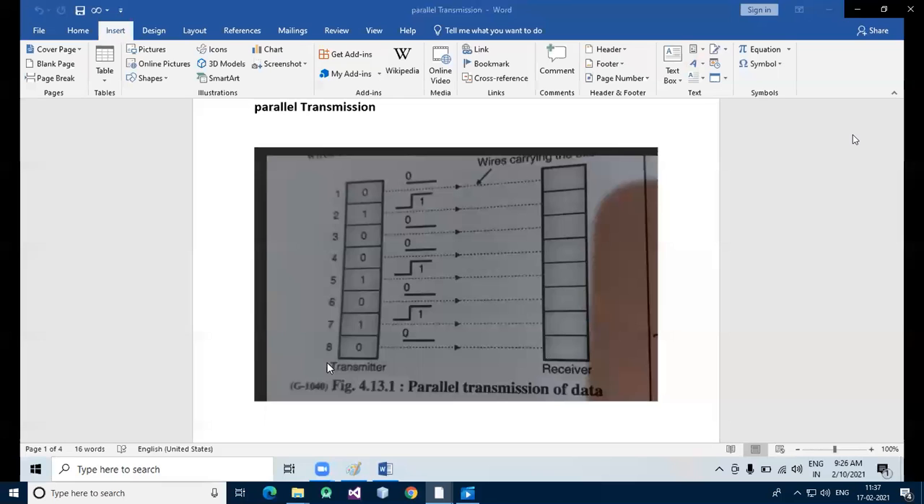With an increase in the number of receivers, the number of wires will be increased to an unmanageable number. If it is 9 bits, then the wires will also be increased. So this is about the parallel transmission here.